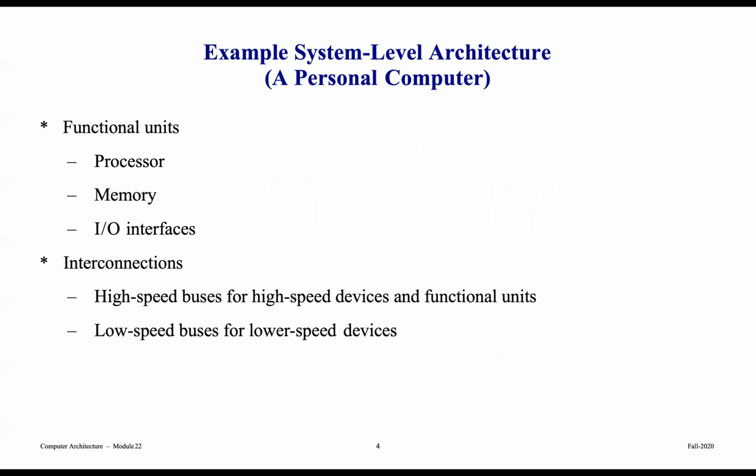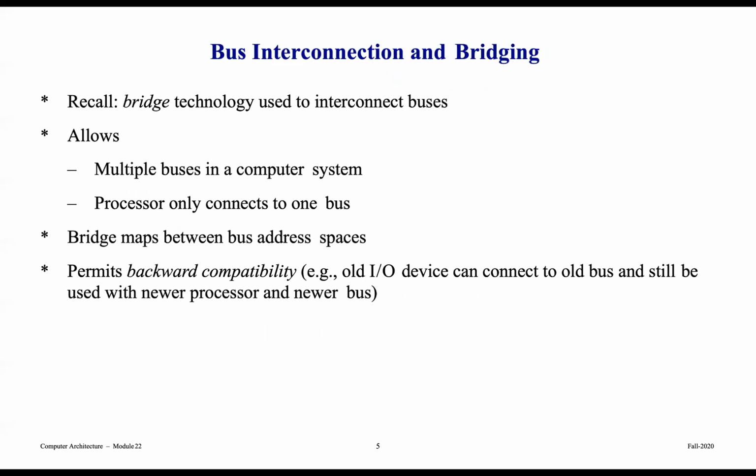So why don't we take an example of a system level architecture, and we'll use a personal computer to talk about that. The functional units, if we think of the von Neumann architecture, are a processor, memory, and the I/O, so all that's necessary. But plus we need to have the interconnections, both high speed and low speed. The high speed bus is for the high speed devices and functional units, and the lower speed is for things that don't require that kind of speed.